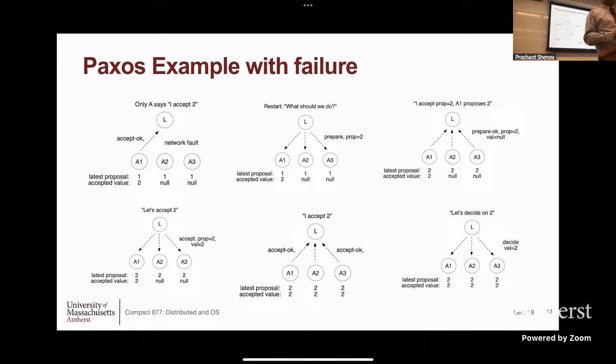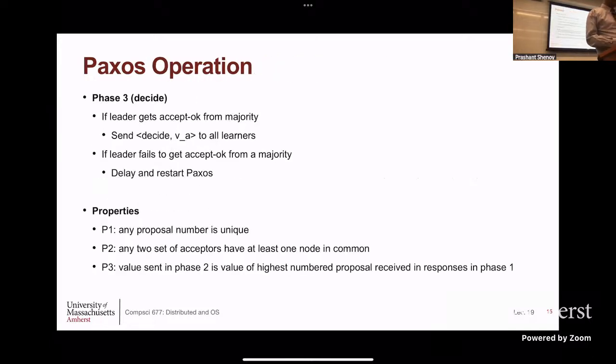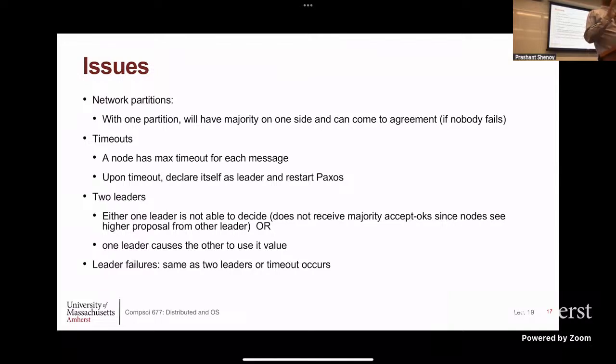Is that clear? Okay. So lots of failure cases like this, which I will not go into a lot of details, but you kind of get the idea why you have to deal with them. But because we always stick with the majority vote, we are guaranteed that only one leader can make progress. That's the basic idea.